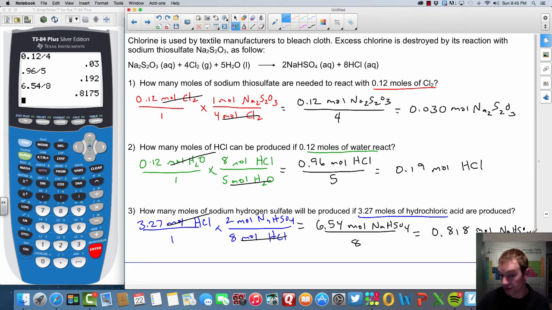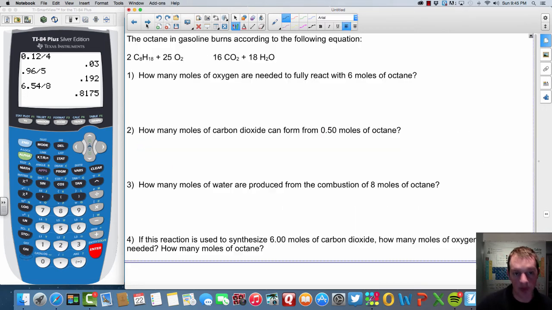Okay, we've scaled it up in each case, we've scaled it down in a couple of cases, but that's how this works out. Okay, one more simple example and then we'll be all set here tonight. Okay, how many moles of oxygen are needed to fully react with 6 moles of octane? Well, let's just jump right in. We're going to start with 6 moles of octane.